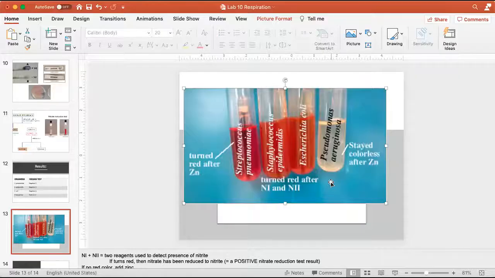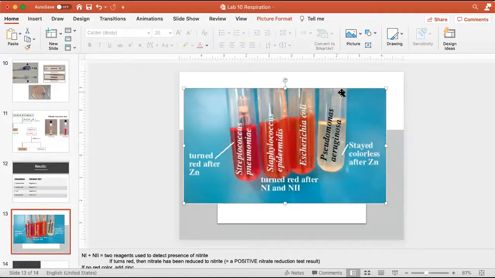Okay, and finally is our friend Pseudomonas. Pseudomonas just stayed colorless. After we added A and B, it was colorless. After we added zinc, still colorless. So we know that this is a positive result. Pseudomonas aeruginosa is capable of reducing nitrate. It's just that it didn't stop at nitrite. It reduced the nitrate even further. The question now is, did it reduce it to nitrous oxide or did it reduce it to nitrogen gas?